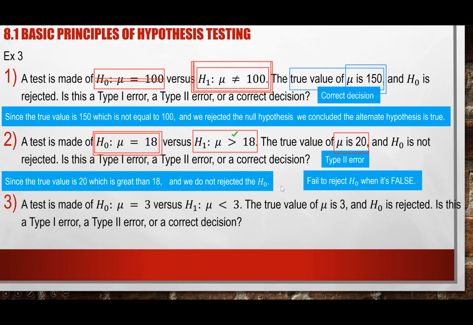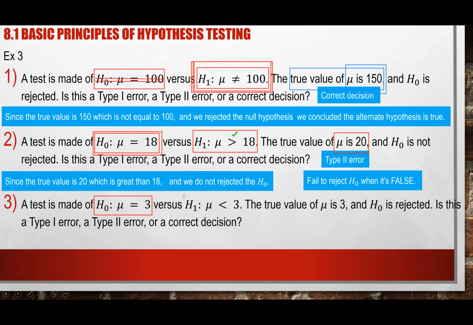Okay. And again, with the elimination, you probably see that number 3, the first one is the correct decision. The second one is type 2 error. The third one, probably type 3. I mean, not type 3. There's no type 3. Number 3 is type 1. Let me ask you guys, why is number 3 a type 1 error here?